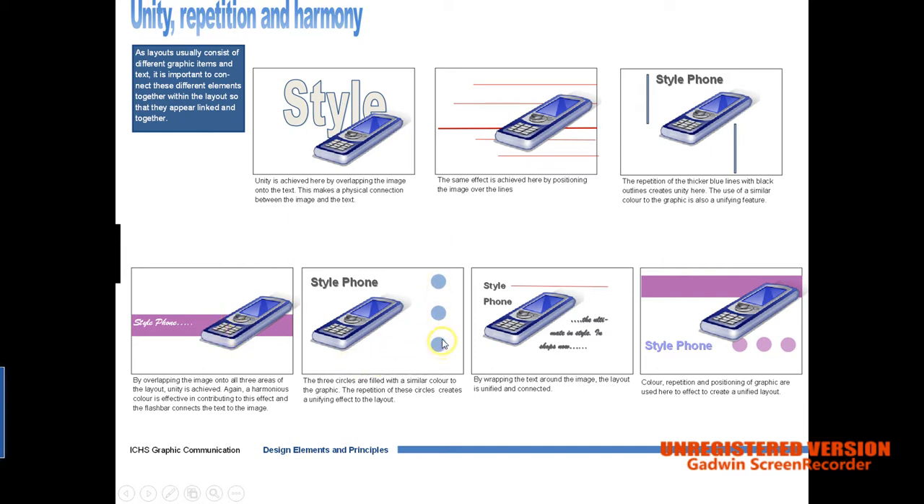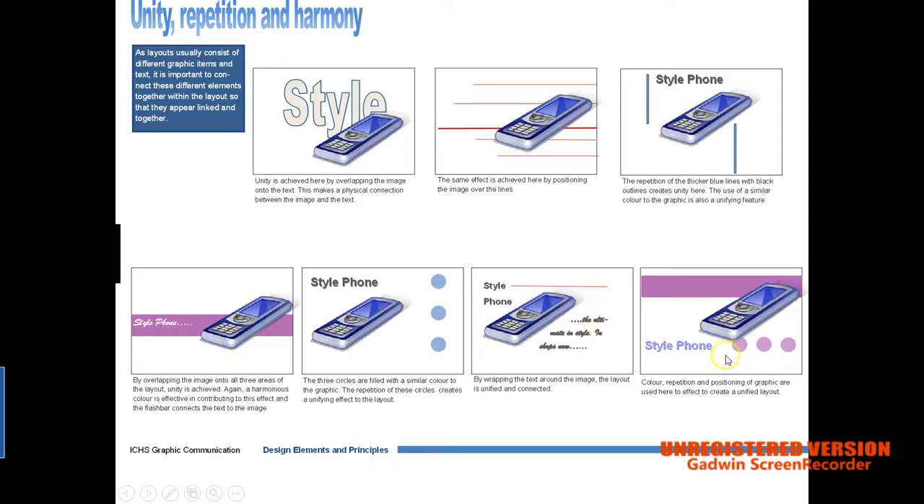Three little circles here, well, hopefully you should be able to tell me now, these are repetition. So they are repeating through the objects. And again, we've got a bit of unity going on with the colours, because they are similar in colour as well. Wrapping the text around the image, so I can get the text to actually flow around the image. When we're on the computers we get a bit of practice at that, but again it's another effect we can use to unify and connect objects together.